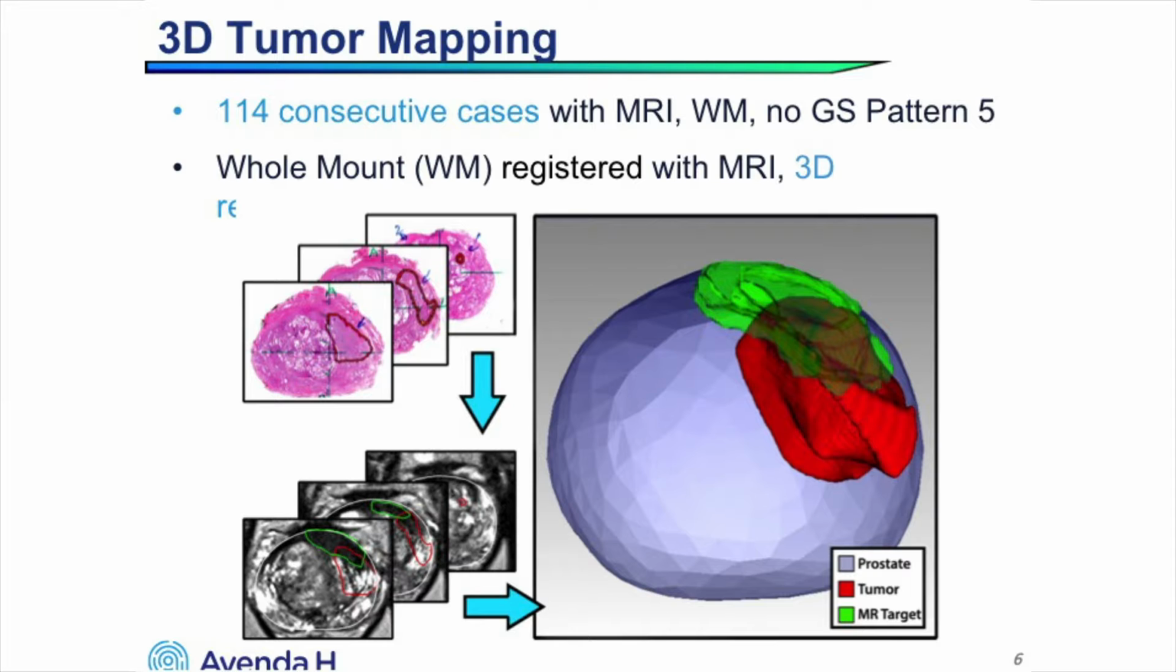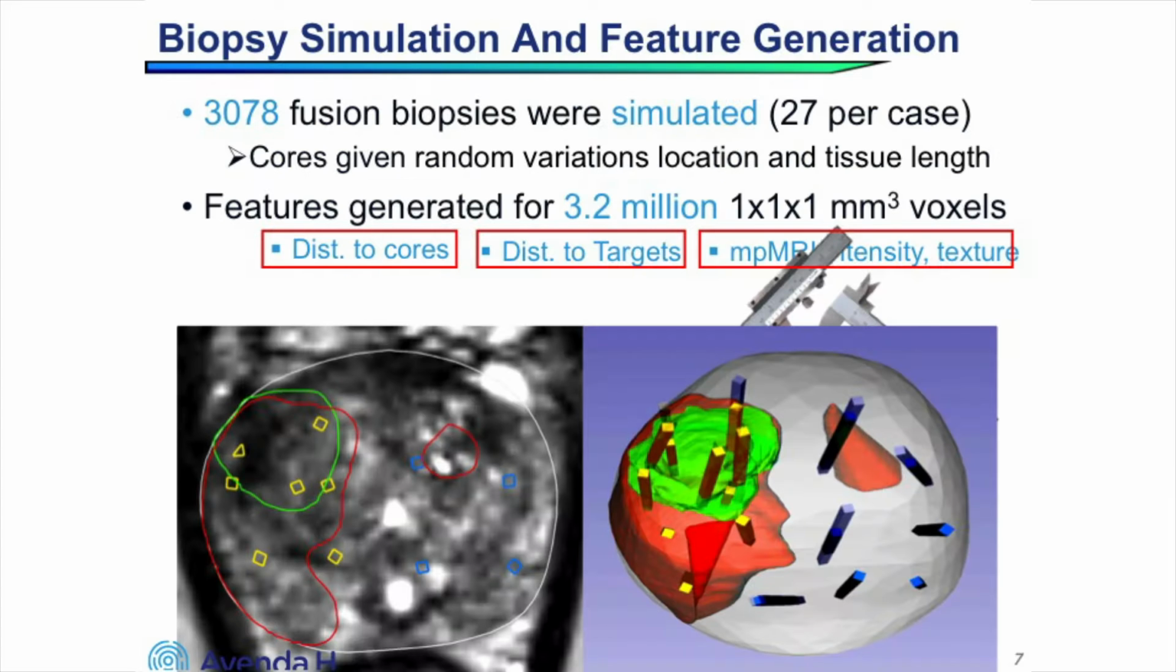To that end, we accrued 114 consecutive cases with multiparametric MRI, whole mount, and no pattern 5 disease, so patients who might theoretically have been eligible for focal therapy. And we then performed a reconstruction in 3D of the tumor contours seen on whole mount after non-rigid registration with MRI. Then for each of those 114 cases, we performed biopsy simulations, 27 per case, a total of 3,000 simulations, in which targeted and systematic cores were sampled from that prostate space, and we checked to see whether or not it intersected cancer and then labeled it either blue for negative or yellow for positive.